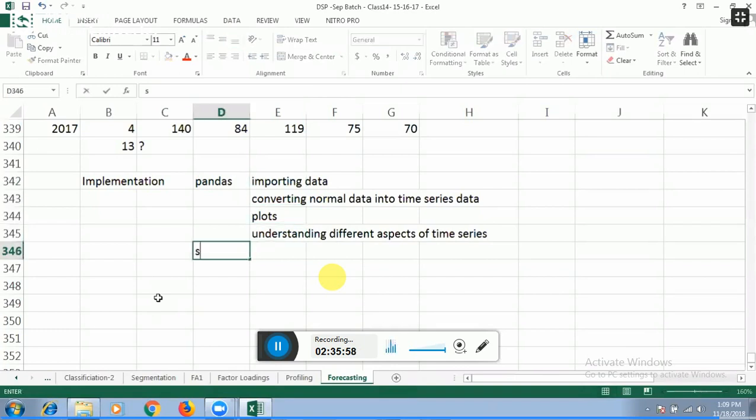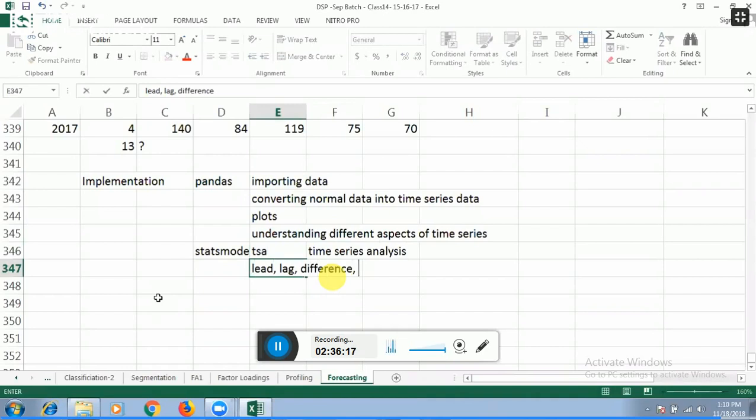And of course, there is another package which is called statsmodels. Under that, there is a module called TSA. TSA is nothing but time series analysis. So using this TSA module, you can perform lead, lag, differencing, and stationarity checks. This is the basics, and of course conversion is just a data manipulation step, but building ARIMA models and doing decomposition, all of these things can be done with the help of the statsmodels package, right?